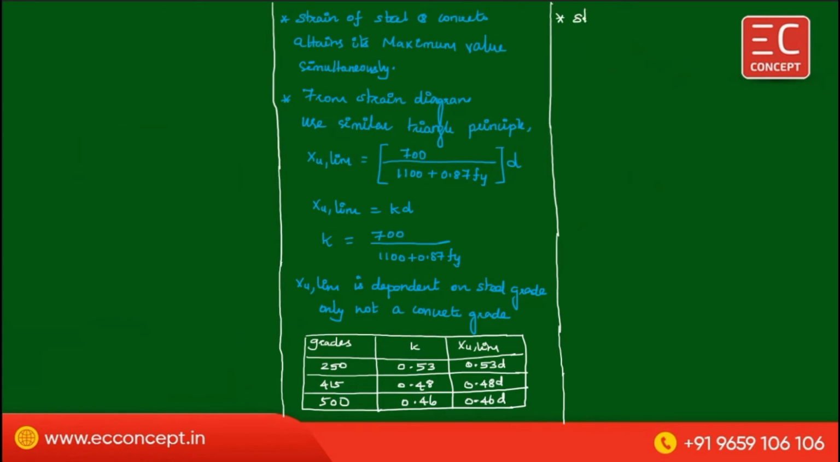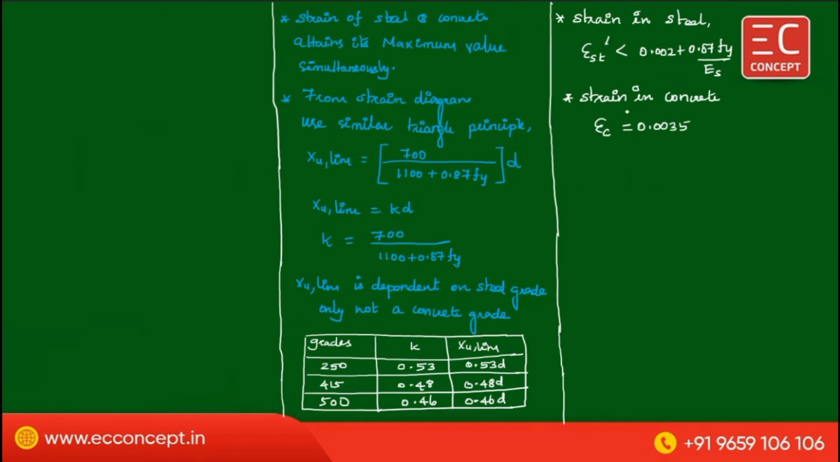Here I can write strain in steel, that is strain in steel sigma sd dash is less than limited value. What is limited value? 0.02 plus 0.87 Fy divided by Young's modulus. But strain in concrete, it attains the full value. Strain in concrete is equal to 0.0035. It attains the full value.